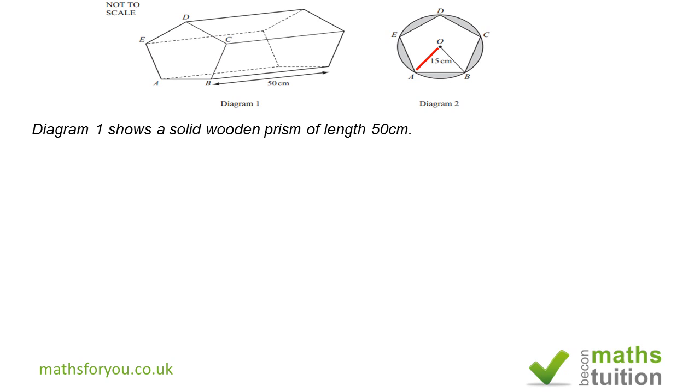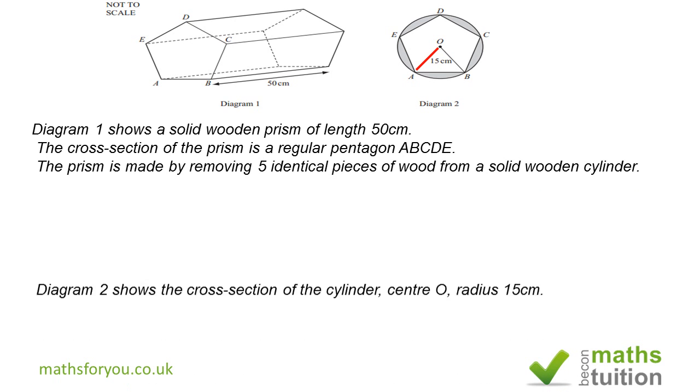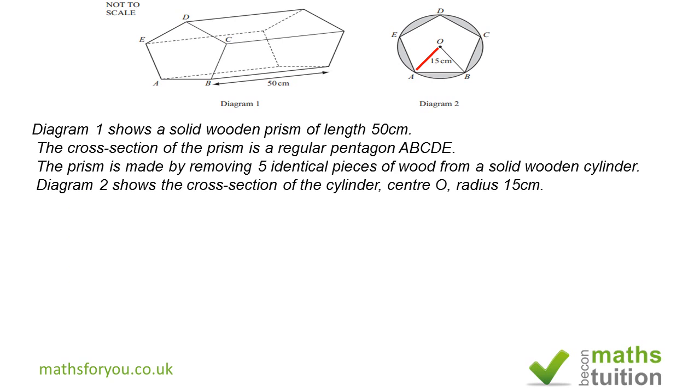Okay, now I've created a triangle OAB, and this is going to come in handy at some stage. Now the radius of the original cylinder was 15 centimeters, and I hope all that made sense.